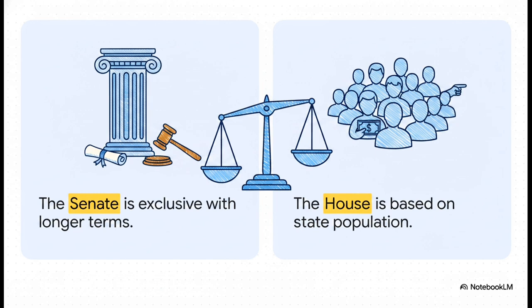While the Senate holds the power to advise on treaties and try impeachment cases, the House gets to initiate all revenue bills and formally impeach federal officials.